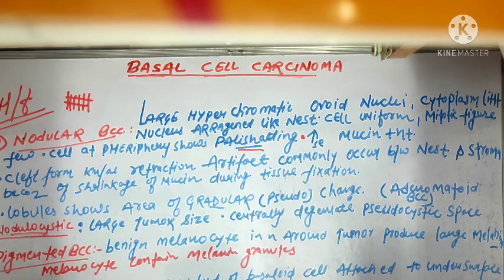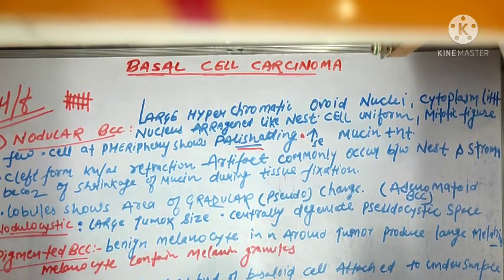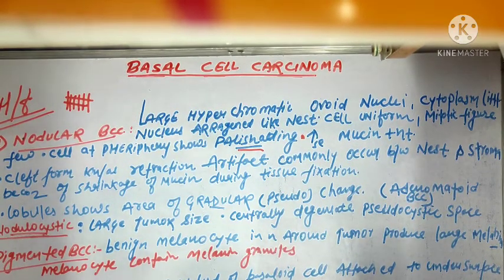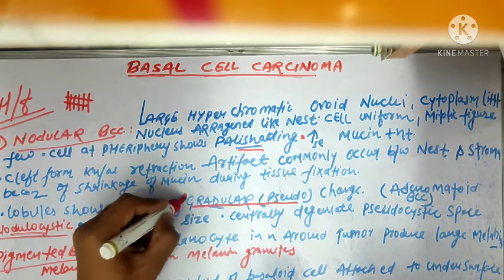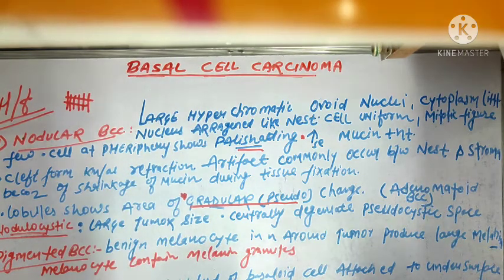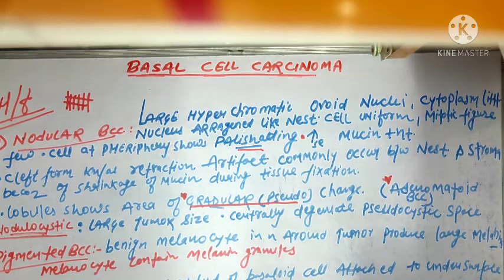In the histopathology you will also see lobules that show areas of pseudoglandular change. This is very important: the area of pseudoglandular change is the characteristic feature of adenoid BCC.